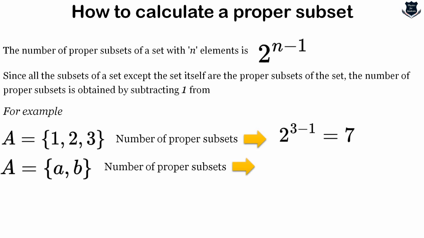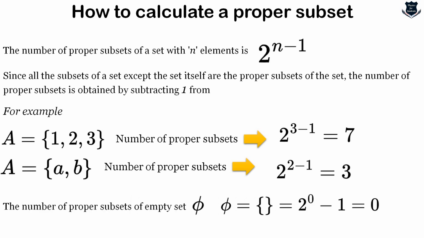Right. Now if I take A and B, the number of proper subsets would be 2 raised to the power 2 minus 1. Right. Okay. So if you take the set to be phi, the number of proper subsets would be equal to 0. Right. That is how it actually happens.